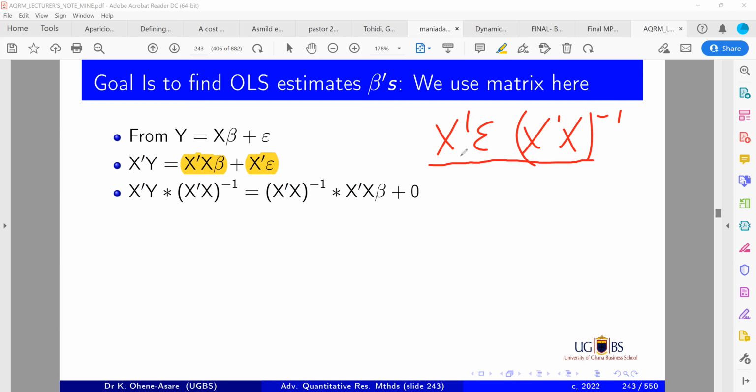The expected value of the error term here is what? You can tell me. What is the expected value of this error term? What is the expected value?